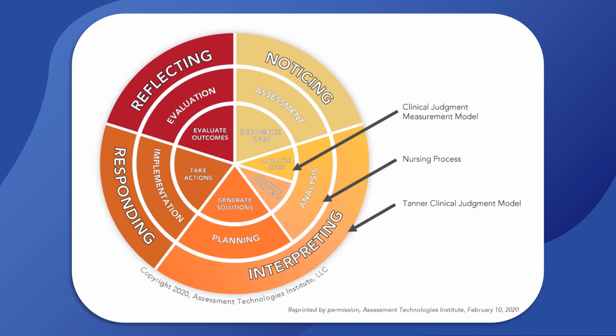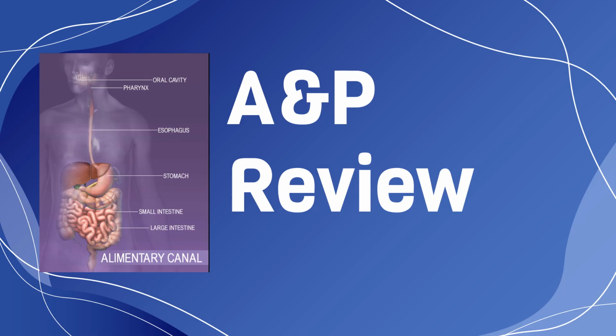Of course, we've got our old friend, the ATI clinical judgment model. We're going to be using something similar today when we go through gastritis. I've put together a clinical case study that we're going to work through together as part of the online module for this course. So we're going to start with a quick A&P review. Again, we're talking about upper GI, but that's going to cover everything from the oral cavity straight through to the entering of the small intestine.